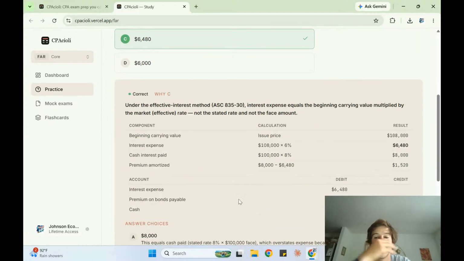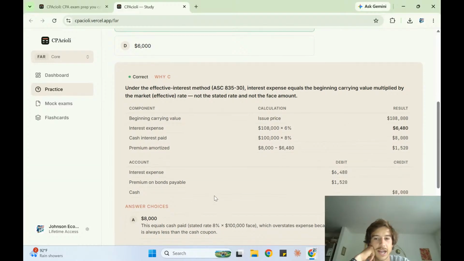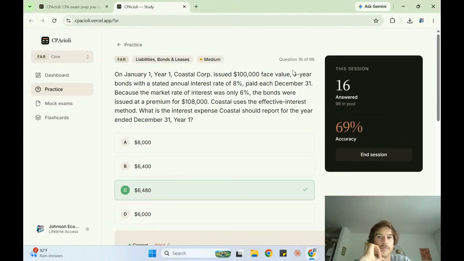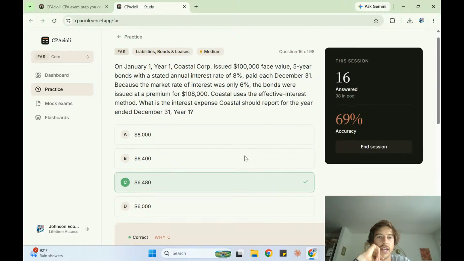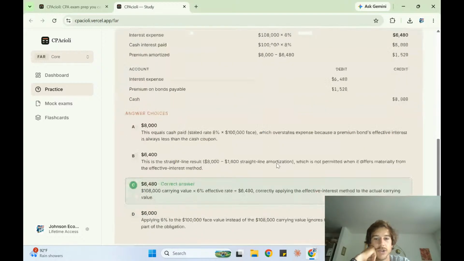And then you can see a nice journal entry here that helps explain it. The amount of cash is 8,000, but the interest expense portion is only what we calculated, and then the premium would be the remainder. It's like the discrepancy between the face value stuff and the interest rate stuff.